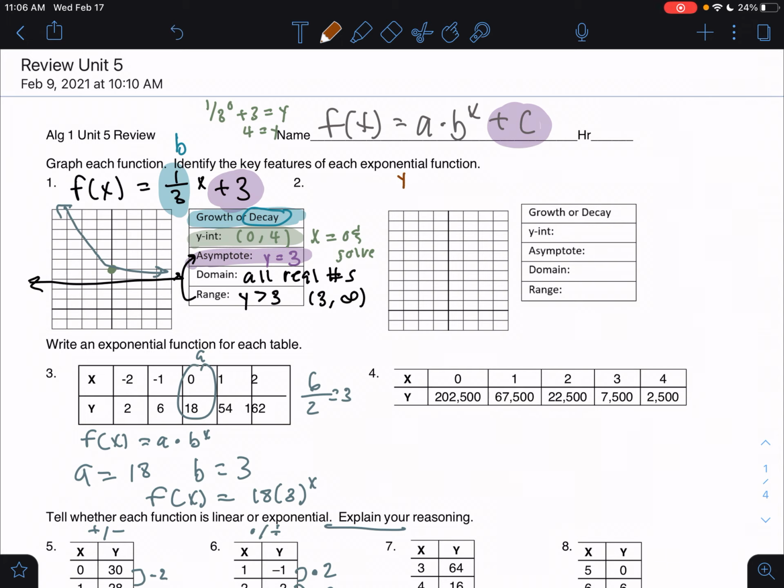So we're going to start with number 2 up here. To write out the problem, y equals 5 times 2 to the x. So we want to know, is it growth or decay? Remember, if you see a fraction, it's decay. If you see a whole number, it's growth. So this is growth. The y-intercept, you want to set x equal to 0 and solve. So anything to the 0 power is 1. So for the y-intercept, we would have 5 times 1, which is 5, so our y-intercept is 0, 5.